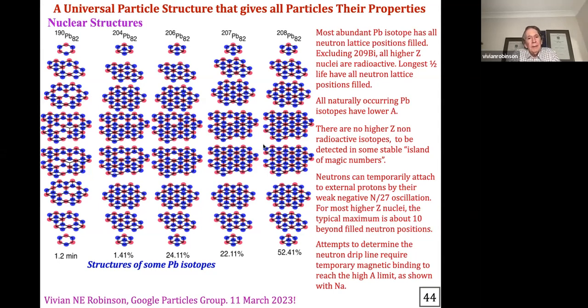But by the time there's about 10 of them in most cases, the half-life became really short. There have been attempts to determine the neutron drip line by smashing larger nuclei together and measuring what comes out. But in order to get the high number they give with sodium, you do need a bit of magnetic binding only, and those isotopes are very, very short-lived.